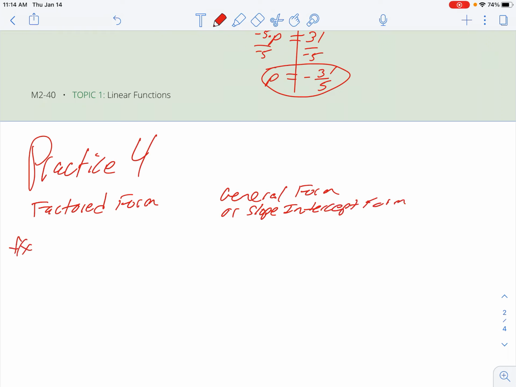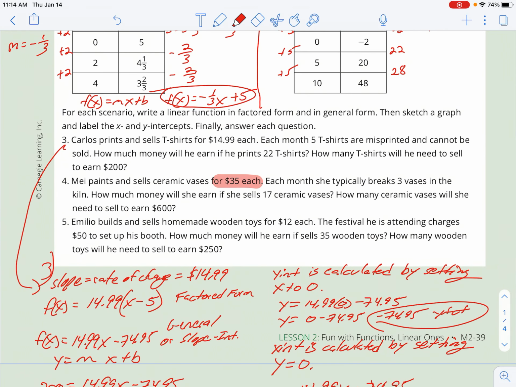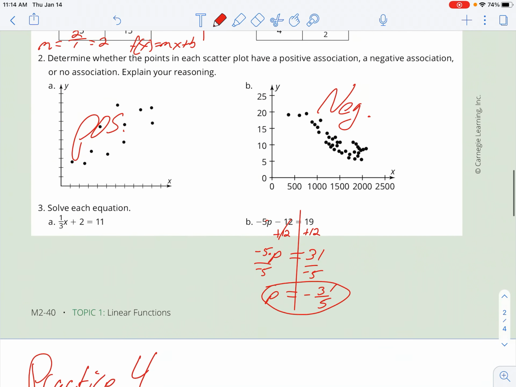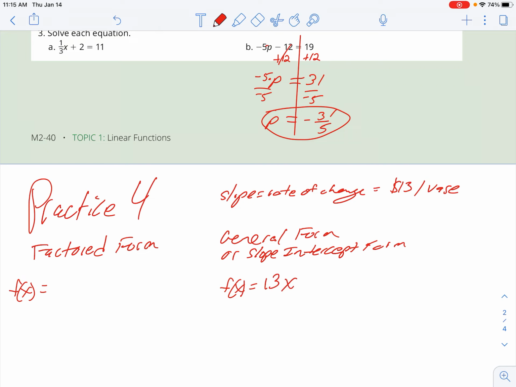Okay. In both of these, we start off kind of the same, f of x equals. Now the general form is where we're usually kind of at, where she's selling these for how much again? $35 each. That's my rate of change. That's my slope. So the slope or the rate of change is $13 per vase. So 13x is if we weren't losing anything. We got all our vases, we weren't losing any. But unfortunately, we are losing some.